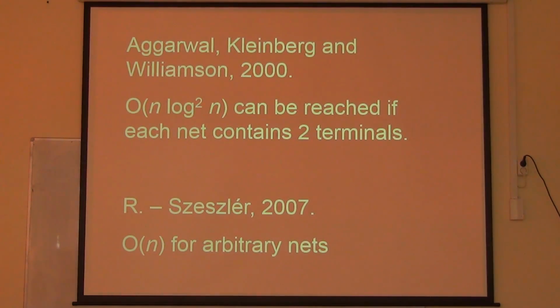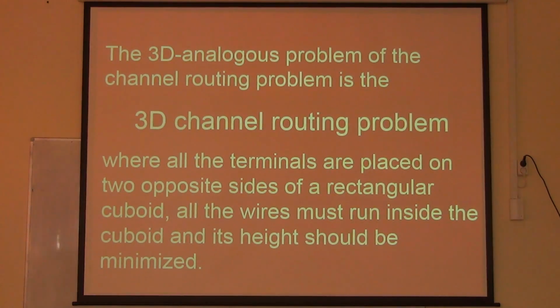They could solve a very similar problem in O(n log² n) steps, but only if each net contains two terminals only. We could improve that, first of all, for arbitrary nets, even if they contain more than two terminals, and not in n log² n, but simply in a linear way. For this, we essentially use edge coloring techniques, like the proof of Shannon's theorem for edge coloring of multigraphs and things like that. And of course, there is a further question.